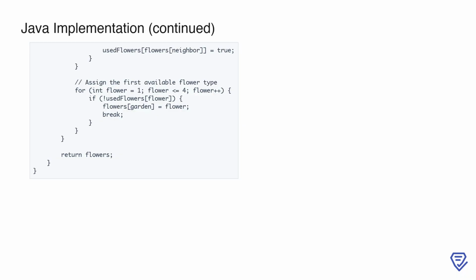Finally, once all gardens have been processed, we return the flowers array, which contains the assigned flower type for each garden. This approach guarantees a valid configuration, as there are at most 4 neighbors for any garden, and we have 4 flower types available. By systematically checking and assigning flower types in this way, we ensure that no 2 adjacent gardens share the same flower type, satisfying the problem's requirements.